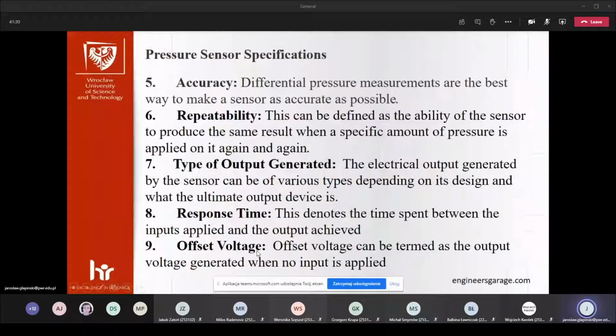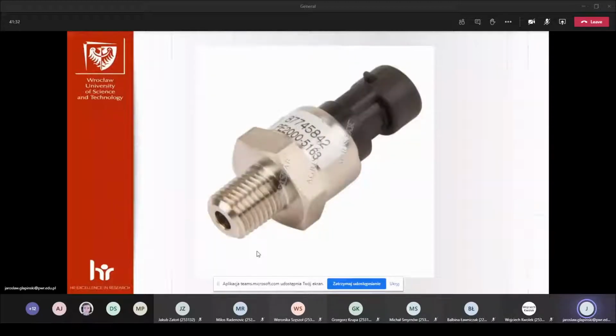Okay, so as we can find out, there are a lot of solutions, a lot of properties of the pressure measurement devices. Okay, any questions about this subject?